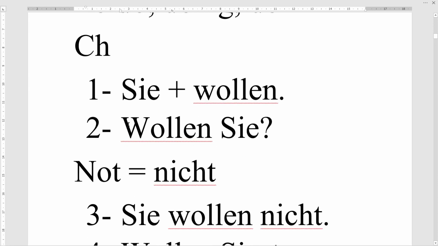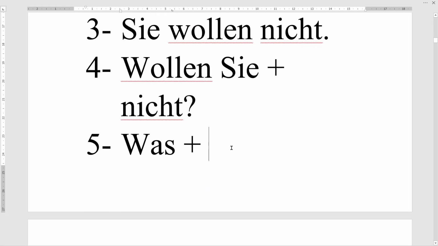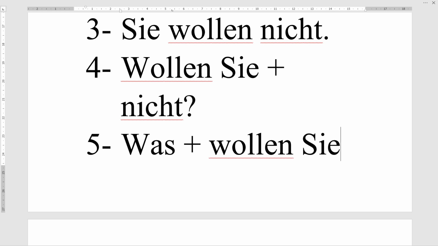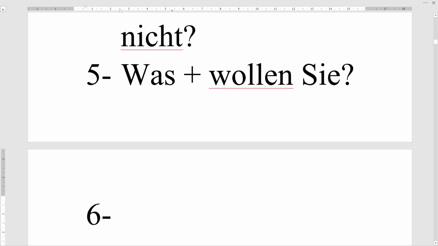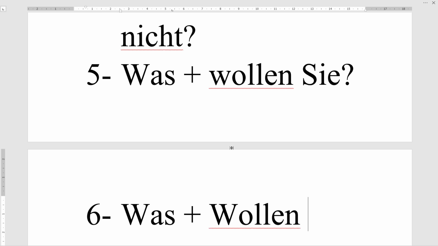Now this is wollen Sie, sentence number 2. So was plus wollen Sie is sentence number 5, means what do you want? Sentence number 6, as you might have guessed, is was wollen Sie nicht? Basically the above sentence plus nicht.